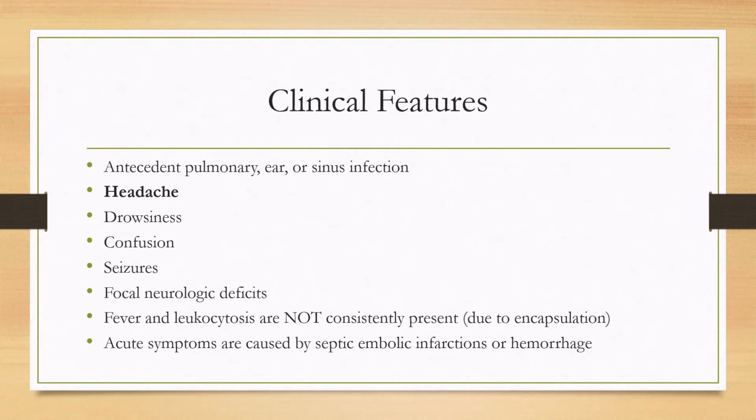So the clinical features, usually with an abscess, this will be more of a subacute onset, maybe over weeks or so. You may have a history of an antecedent pulmonary, ear, or sinus infection. The most common symptom is headache. Otherwise, there can be drowsiness, confusion, seizures, and focal neurologic deficits depending on where the abscess is.